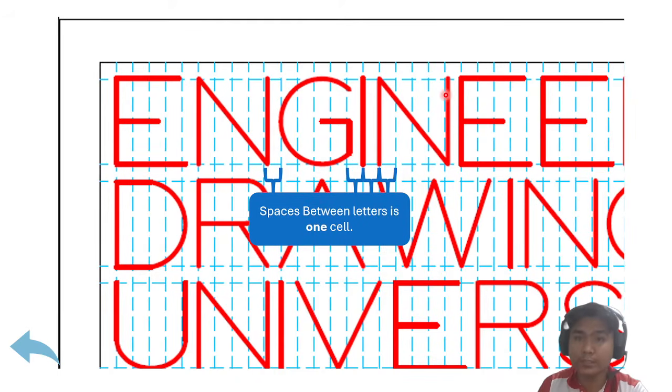As you can see here, it's not very well scaled, but the space between N and E is one cell. Same is true here. The space between N and G is one cell only. So the spaces in all these letters should be one cell.